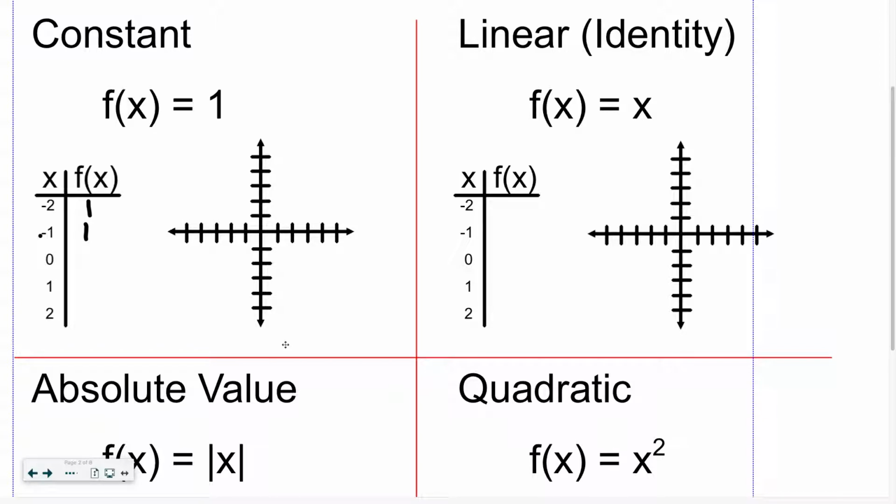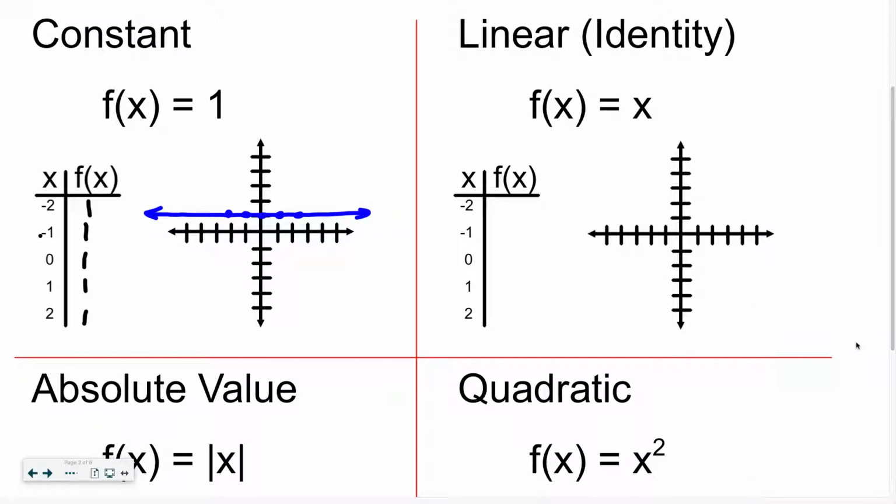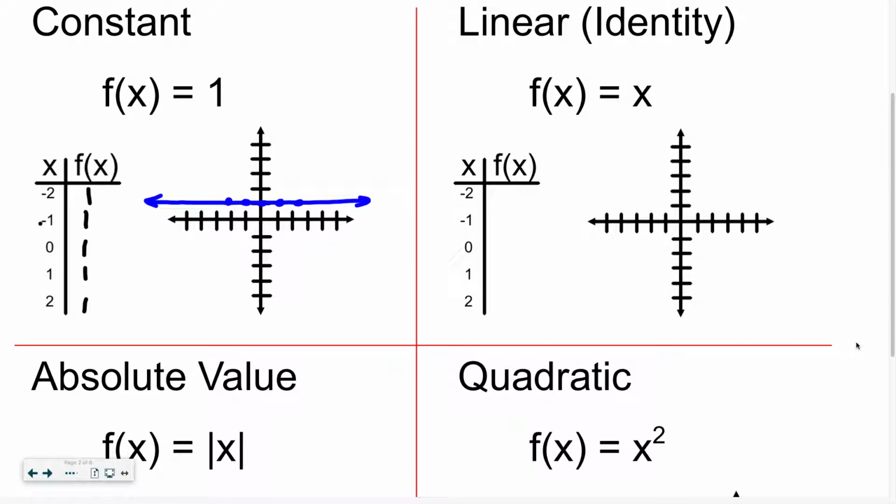I think you should probably be finishing up constant and on to linear if you're not already there. Go and graph them all so you know what their shapes are.